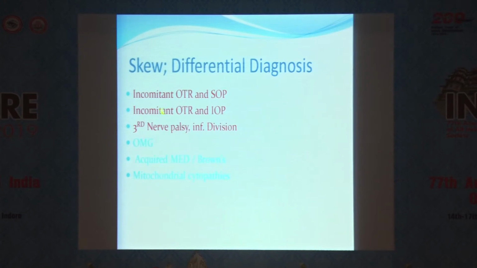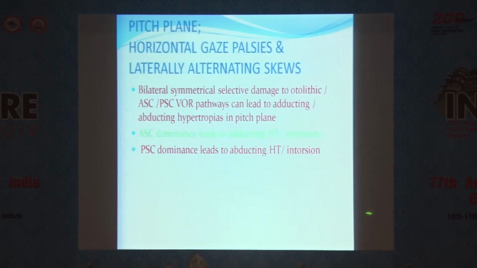This is the differential diagnosis. As we said, you have to look at third nerve palsy, incompetent OTR, inferior oblique palsy, and superior oblique palsy. It can create diagnostic problems with these conditions mostly. Of course, myasthenia gravis and others have to be kept in mind.